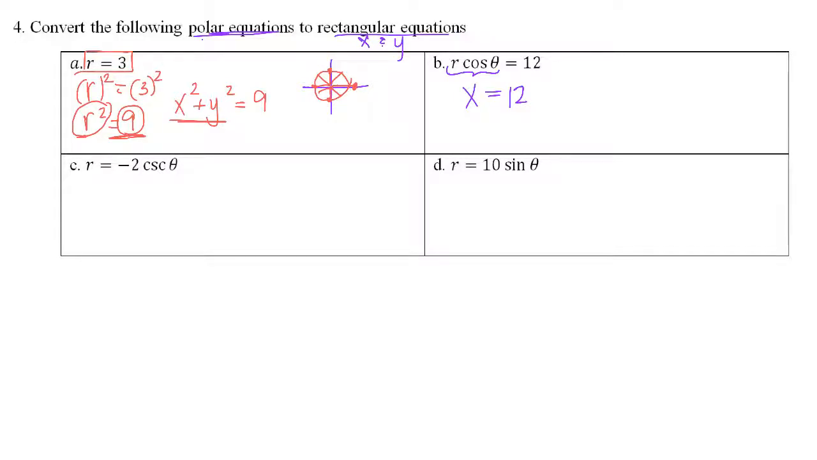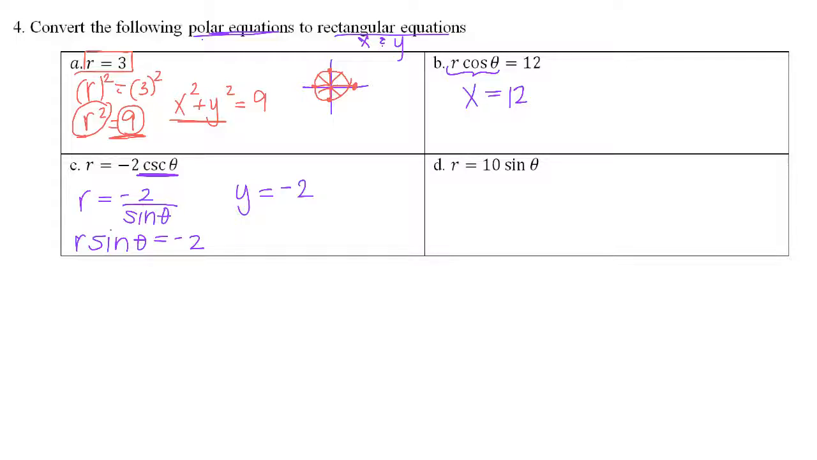Now, again, based on our formulas, we really don't have anything for cosecant, but what do I know cosecant's related to? It's going to be the reciprocal of sine, isn't it? So this is going to be r equals negative 2 over sine theta. Okay, now how am I going to rearrange that? Multiply both sides by sine. So I have r sine theta equals negative 2. And what is r sine theta equal to? X. Nope. Y. It's equal to y. So y equals negative 2.